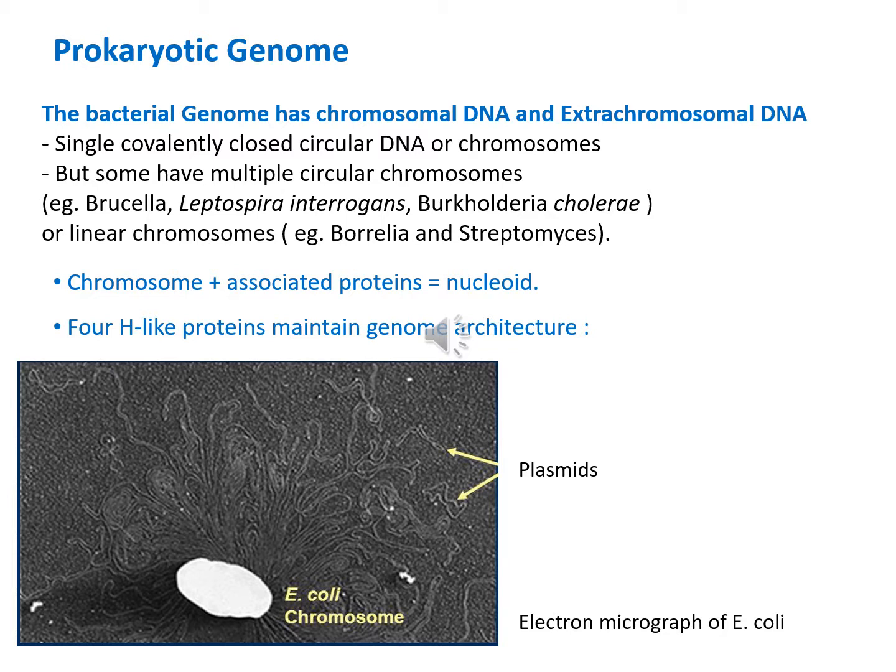Chromosomal component, actually, although we call it a chromosome, it is not a true chromosome. It is DNA associated with some proteins. Usually, the chromosomal component consists of a single covalently bonded circular DNA molecule. But sometimes there can be multiple circular DNA molecules or linear DNA molecules. These DNA molecules are associated with some histone-like proteins. They are not really histones, but they are functionally equivalent.